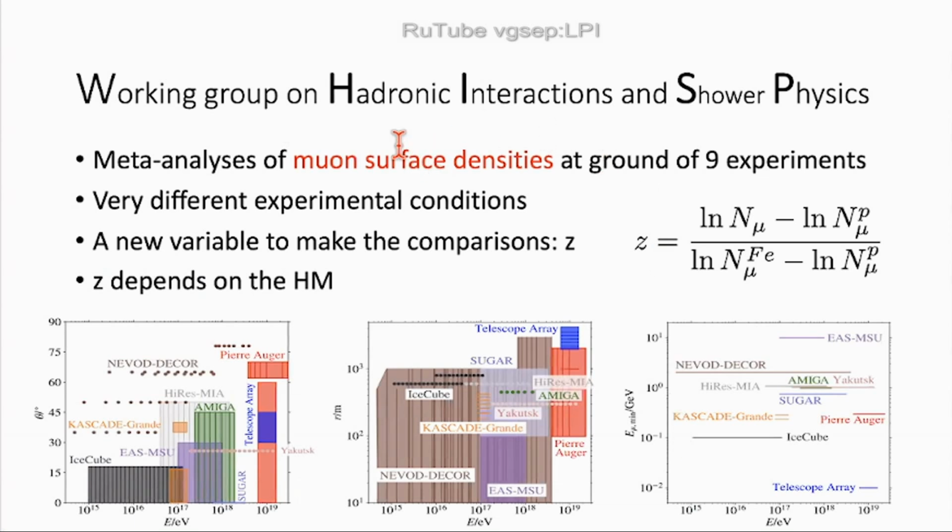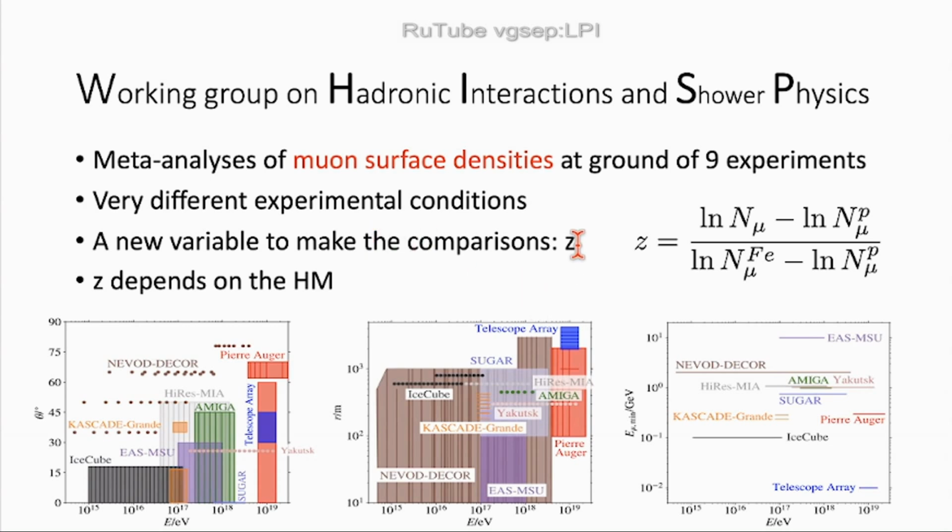And now, one of the most important results, which are the results of the working group on hadronic interactions and shower physics, which is a meta-analysis of the muon surface densities of 9 experiments, which were very different experiments in different conditions of zenith angle, distance to the core, and also energy threshold. So the group had to put them together and make a comparison to confirm whether or not there was a problem, given that it was reported by other experiments on the number of muons compared to predictions.